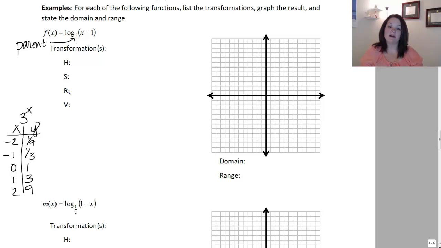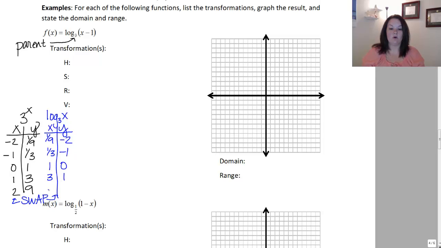Now I want to swap all my variables to get it in my log form. So I'm going to get log base 3 of x by taking my exponential parent and swapping all the ordered pairs. So to go from this table to this table, I'm just swapping all my ordered pairs. So now I have 1/9, -2; 1/3, -1; 1, 0; 3, 1; and 2, 9. Now, once I have my log parent, which is what I have here in blue, I no longer care about the exponential parent. I only care about the log parent and the end result.